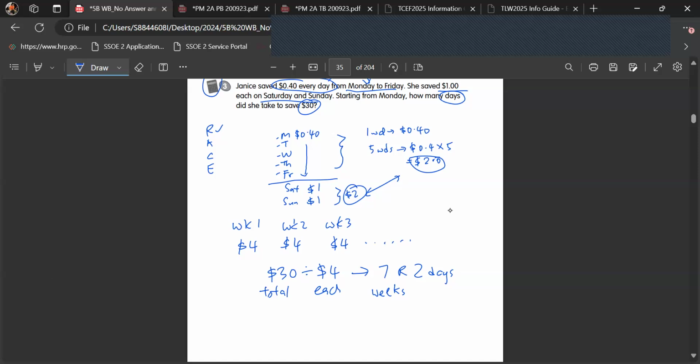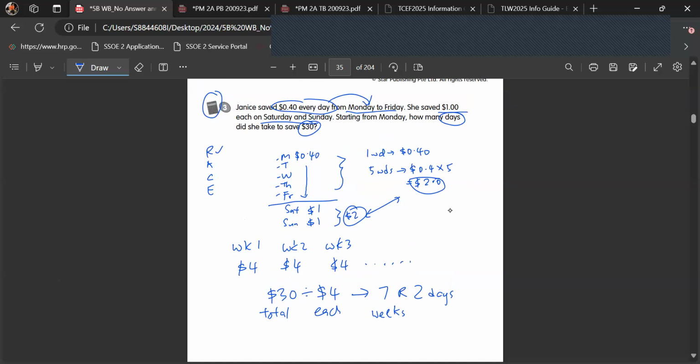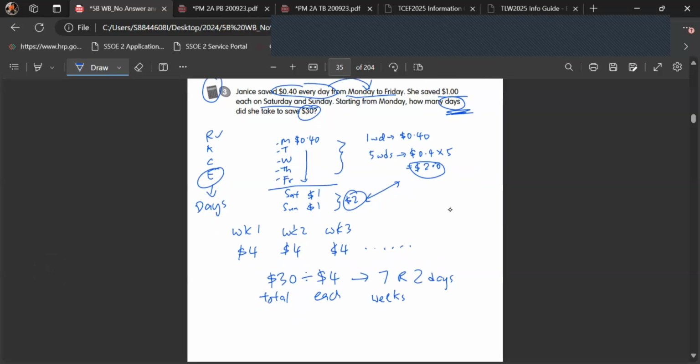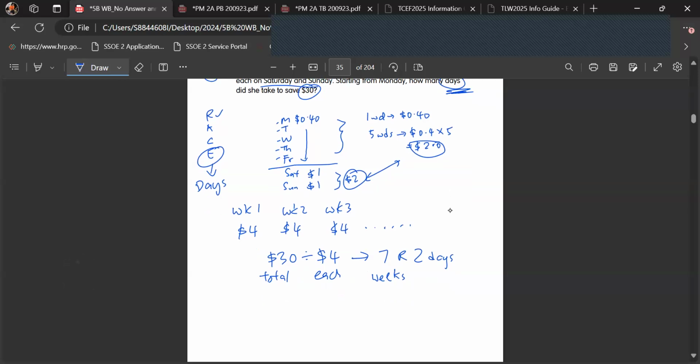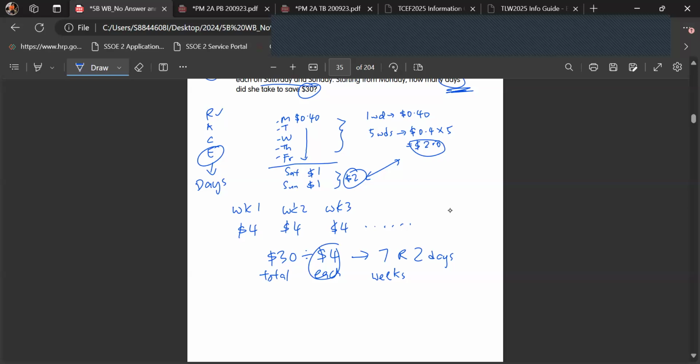So how many days is that? The answer asks for how many days? The unit is days. Yes, that's correct. 7 times 7 plus 2. Each week is $4, so altogether you get 7 weeks and then remainder 2. So 7 weeks is 7 times 7, plus 2. That is 49 plus 2, so it's 51 days. So I use grouping. This is the other method. Grouping by weeks. One group being $4.